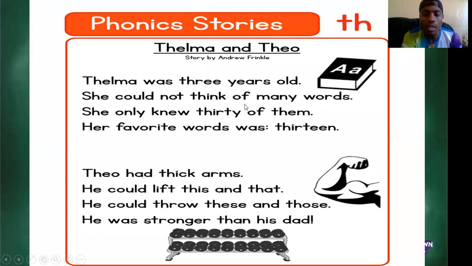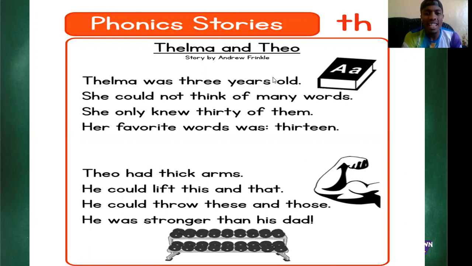Thelma and Theo. So we read the story and then we're going to answer questions about it. Thelma and Theo is the story. It's about Thelma and Theo, and it's by Andrew Finkel. There's a man named Andrew Finkel. Sometimes you can find out it's a woman named Andrew. You never know. So it's by Andrew Finkel. The story is Thelma and Theo. Let's start.